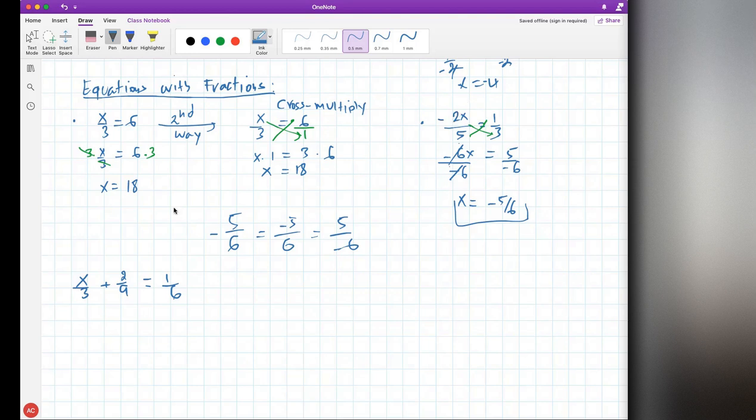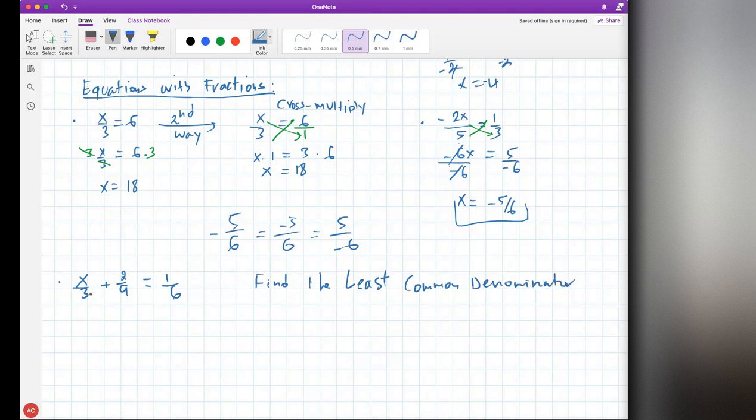But probably the easiest, you can use any way you want, whatever you're familiar with, that's fine. But one way that I find probably easier than the others and quicker to cancel all these fractions is to find the least common denominator. Just like when you add fractions, you need to find the least common denominator. That's what we're going to do here.